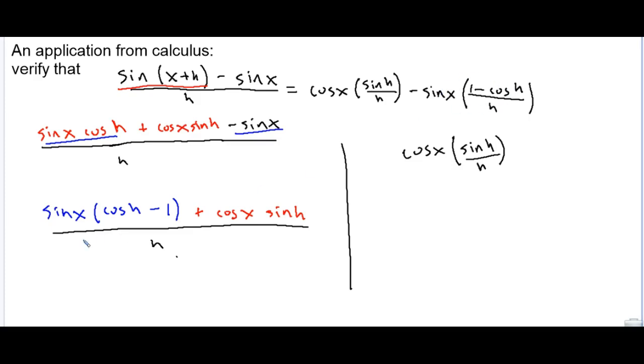And now I just have to get this first one to look like this. It's 1 minus cosine h, and I have cosine h minus 1. So I have to factor out a negative here, which means I need to put the negative out in front, which helps because I've got a minus. So I can say minus, and it's just switching the order. We can say sine x, and it's 1 minus cosine h over h. Notice how the h's stick together here and here, and see how this thing actually turns into this thing.